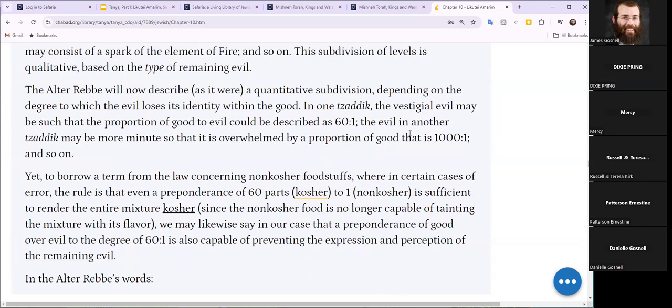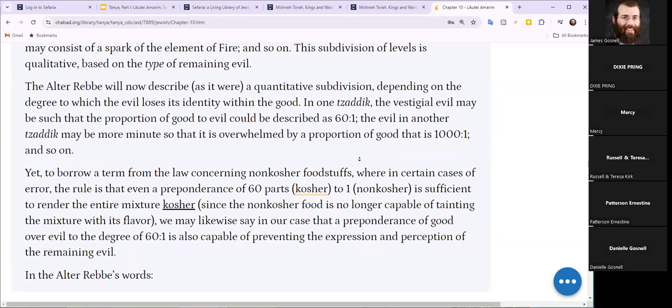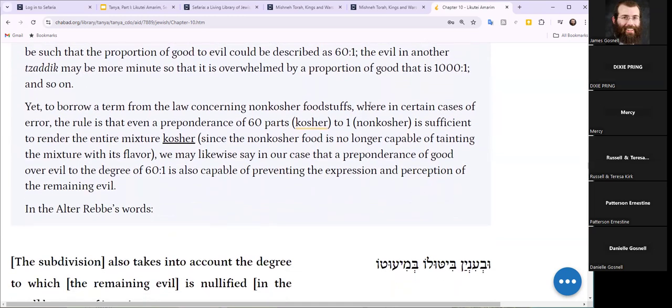In one Tzaddik, the vestigial evil may be such that the proportion of good to evil could be described as 60 to 1. The evil in another Tzaddik may be more minute, so that it is overwhelmed by a proportion of good that is 1,000 to 1, and so on.